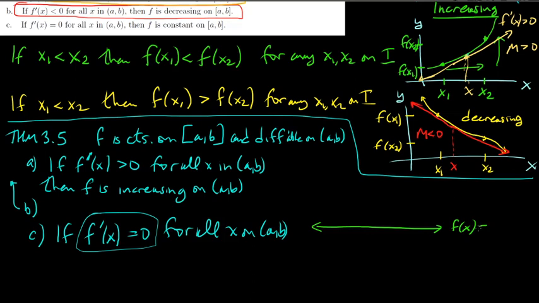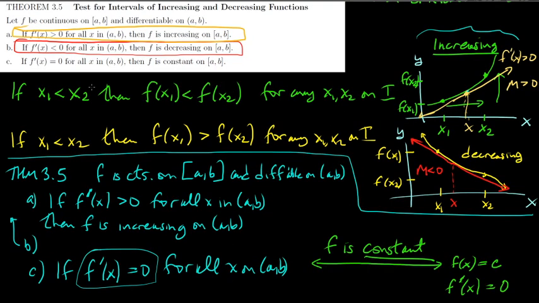So f of x could be 7, or pick your favorite number. Any constant, because we know the derivative of a constant is 0. So in this case, we just say f is constant. It's not increasing, it's not decreasing, it's just flat, horizontal, constant. Okay, so that's the third statement here.